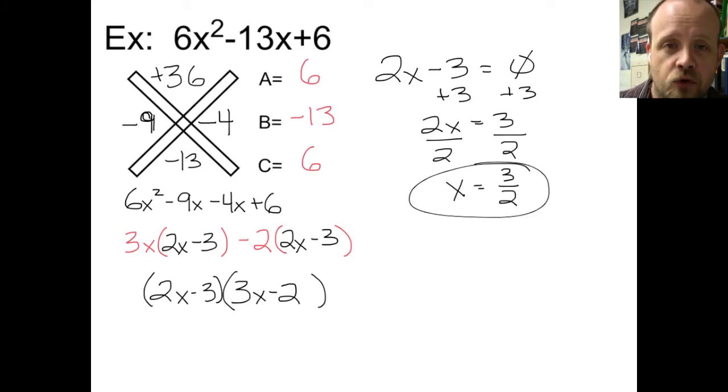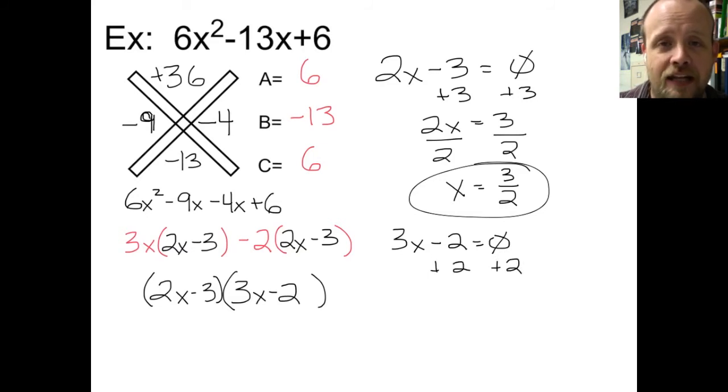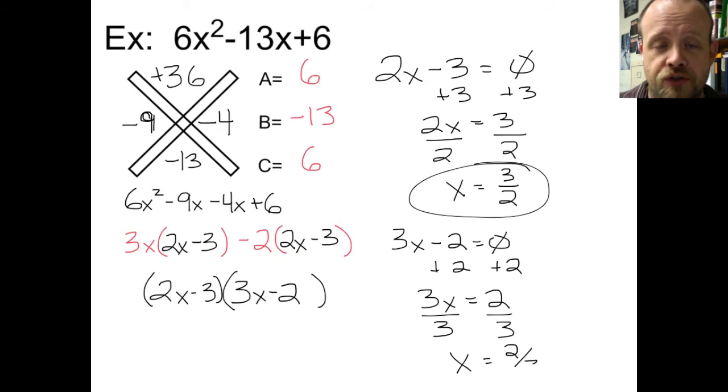So our second root will be 3x minus 2 equals 0. Once again, multiple steps, add 2 to both sides. We get 3x equals positive 2, and then divide by 3. So x equals 2 divided by 3, or 2/3.